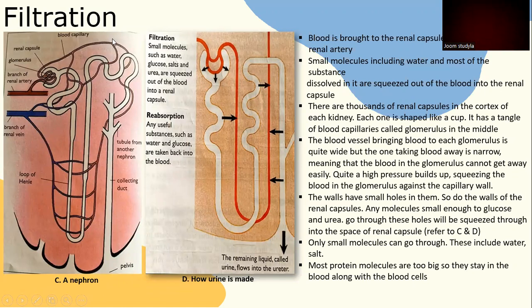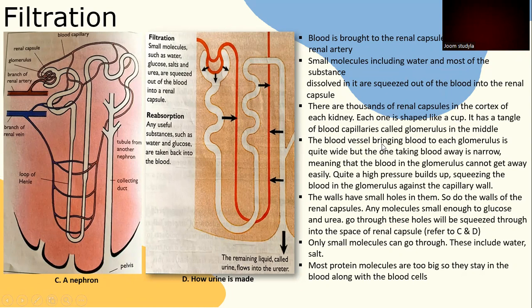This is the stage of filtration. As you can see, diagram C is the nephron, and diagram D is how urine is made. Blood is brought to the renal capsule in a branch of the renal artery. Small molecules, including water and most of the substances dissolved in it, are squeezed out of the blood into the renal capsule. There are thousands of renal capsules in the cortex of each kidney. Each one is shaped like a cup. It has a tangle of blood capillaries called the glomerulus in the middle.